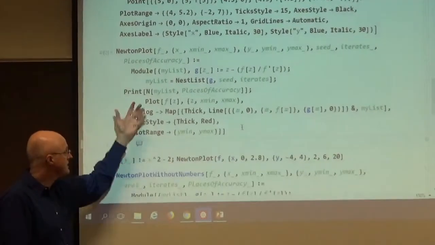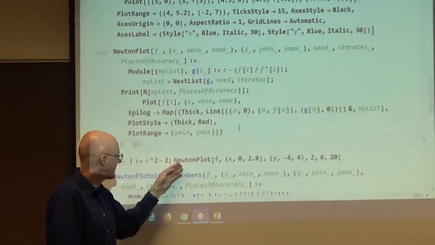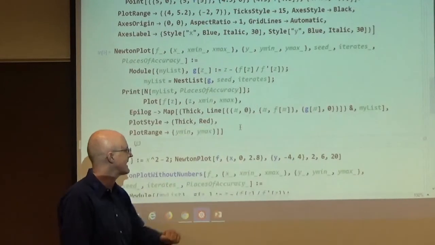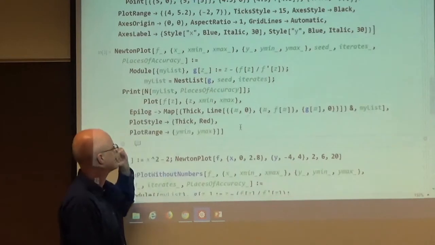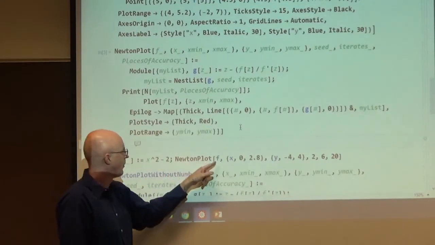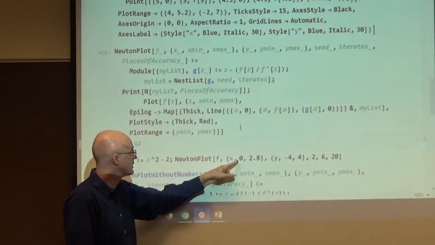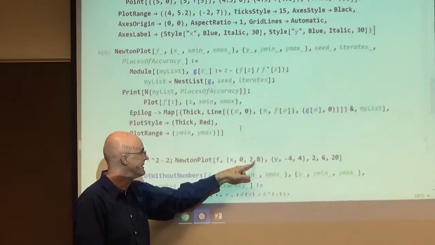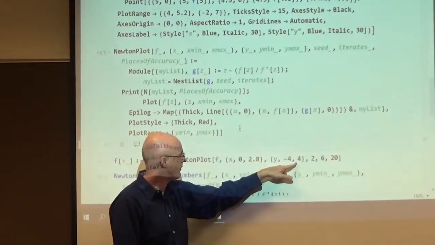How do you use it? Once you've entered it, then you use it by typing NewtonPlot, capital N, capital P, using square brackets like you see here, and using this kind of syntax. I didn't really need the x and the y there. I put them there just to emphasize. What I'm doing is I'm applying the NewtonPlot to this function. X goes from, well, I picked 0 to 2.8 here because the square root of 2 is close to 1.4. This is centered on 1.4. Y goes from negative 4 to 4.